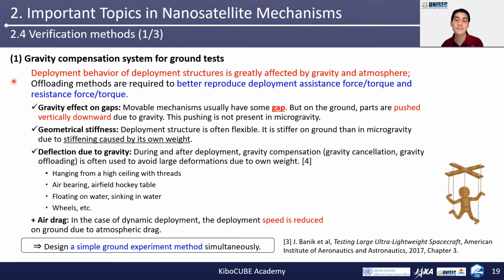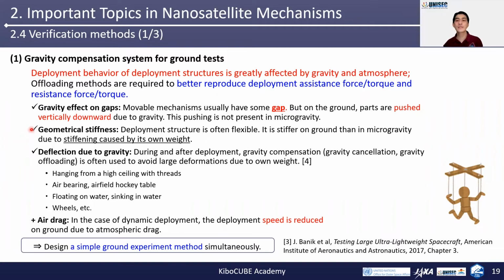To reduce the gravity effect, offloading methods are required to better produce deployment assistant force and deployment resistance force. Basically, gravity affects deployable structures in three ways. First, please watch out the gravity effect on the gap in your mechanisms. Movable mechanisms usually have some gap, but on the ground, parts are pushed vertically downward due to gravity. This pushing is not present in microgravity. So deployment assistance and resistance forces change.